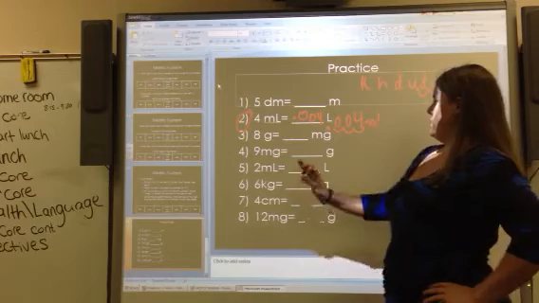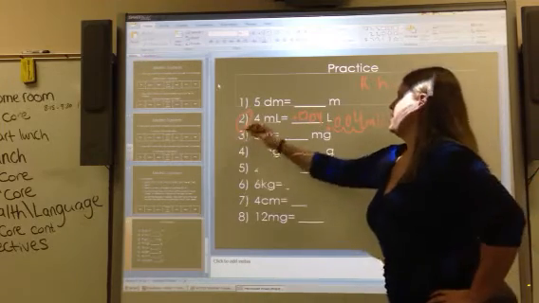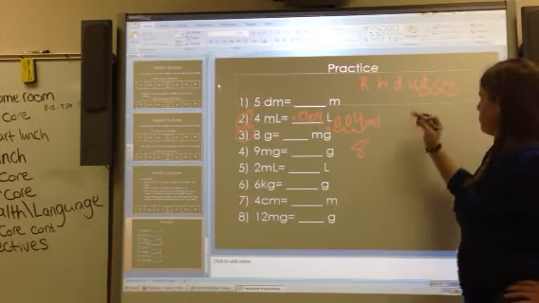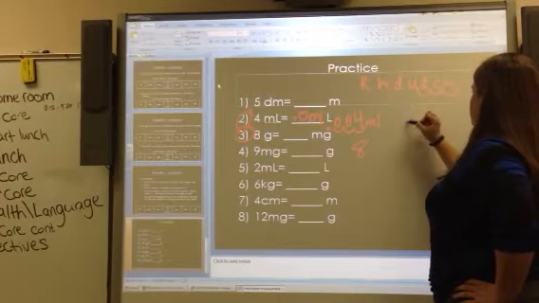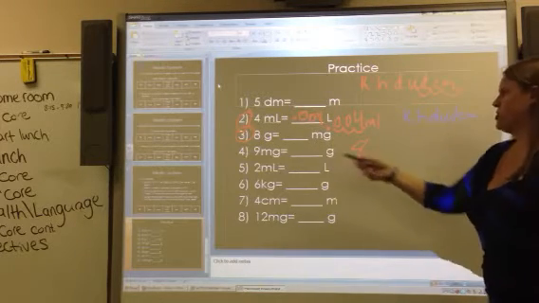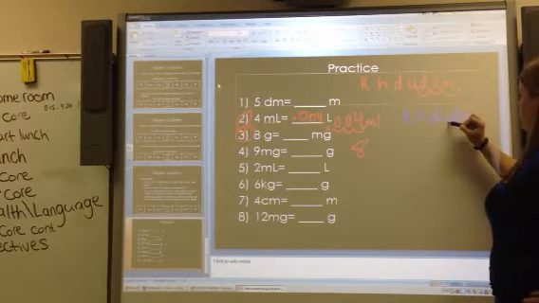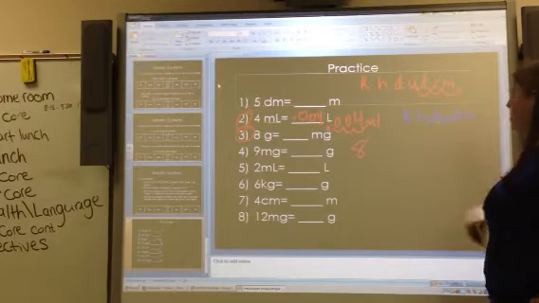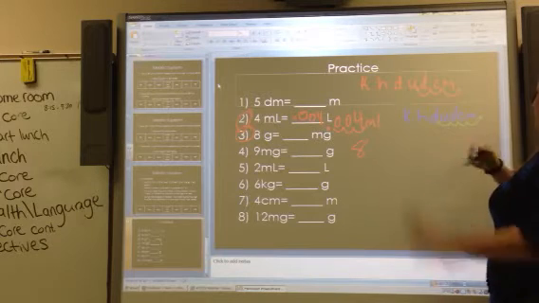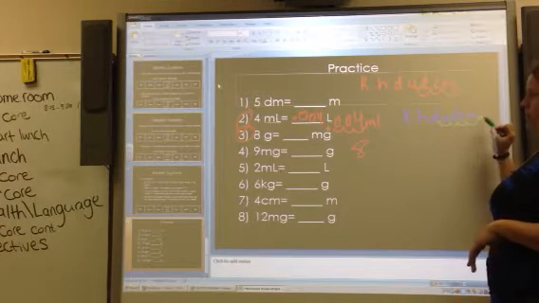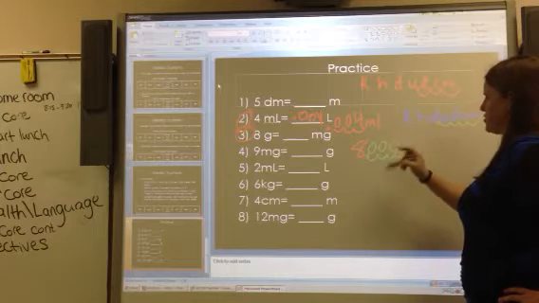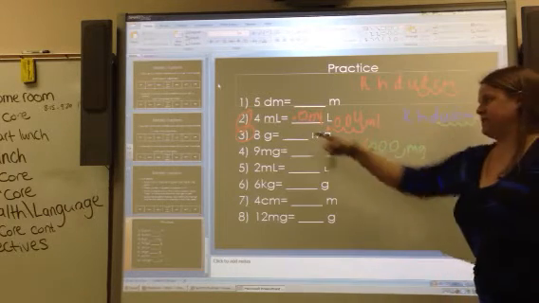Let's go down to number 3. 8 grams equals how many milligrams? So I'm going to draw, in another color, KHDUDCM. This time we're starting on grams, which is our unit, and I'm going to milligrams. So 1, 2, 3, 4 places, because the decimal goes after the unit. So my decimal's here, 1, 2, 3, 4 places. My answer is 8,000 milligrams equals 8 grams.